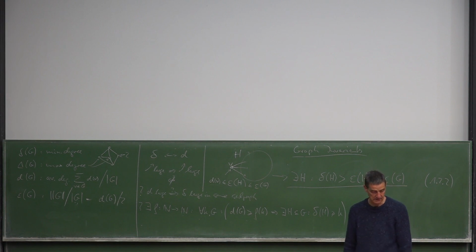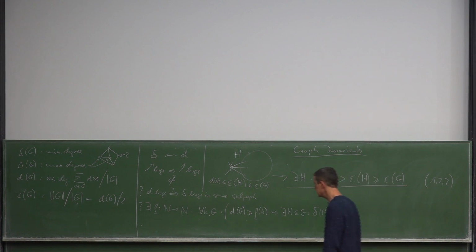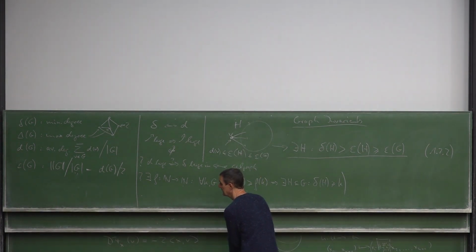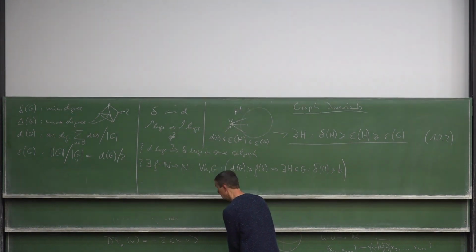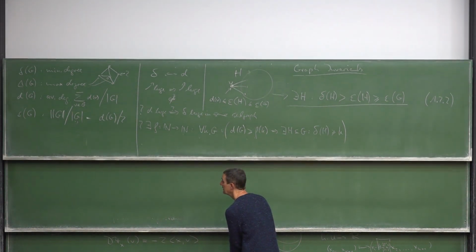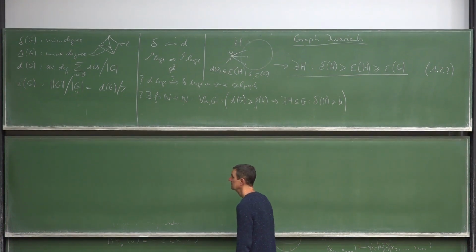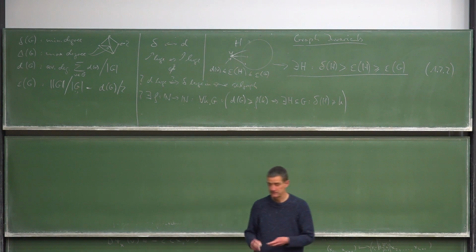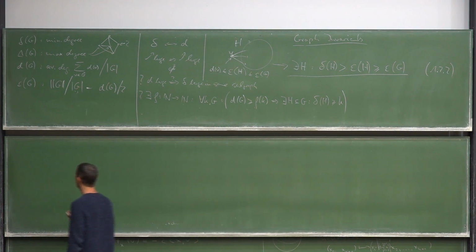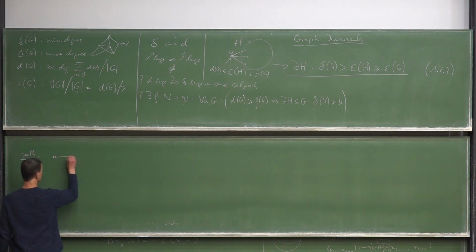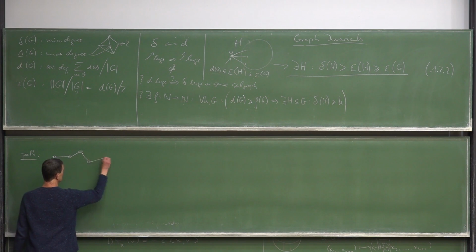Okay, we're doing quite well. Then let's talk about paths and cycles. Okay, so what's a path? A path is a graph that looks like this.